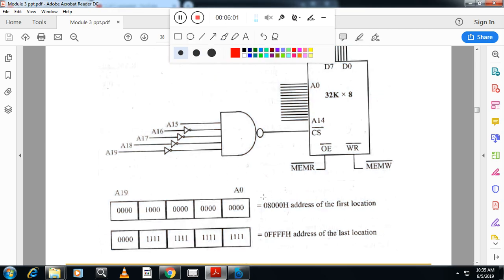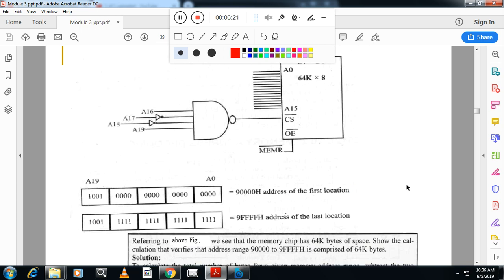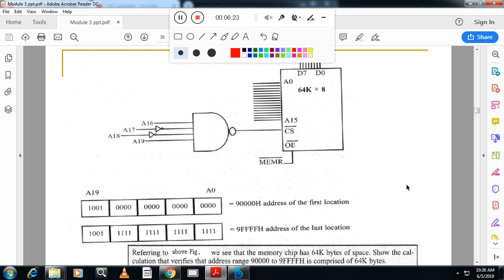So this is the address range. And you can see, if you use your calculator and subtract this from this one, you will get 32K. So in the exam, they will ask: design a simple NAND decoder. This is the answer. Next one is 64K now. Design 64K by using NAND decoder.